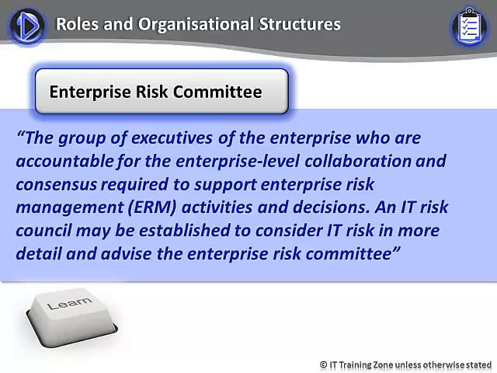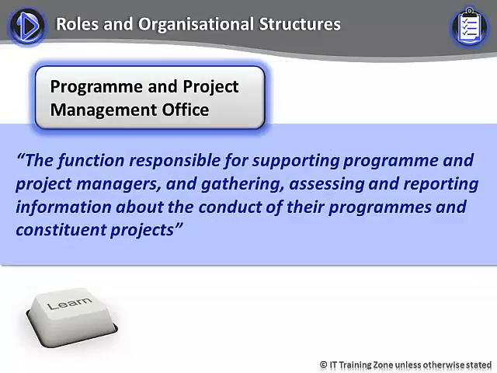An example of an organizational structure is the Enterprise Risk Committee, which is described as the group of executives of the enterprise who are accountable for the enterprise-level collaboration and consensus required to support enterprise risk management, ERM, activities and decisions. An IT Risk Council may be established to consider IT risk in more detail and advise the Enterprise Risk Committee. Finally, some organizational structures are also functions, such as the Program and Project Management Office, which is described as the function responsible for supporting program and project managers and gathering, assessing, and reporting information about the conduct of their programs and constituent projects.